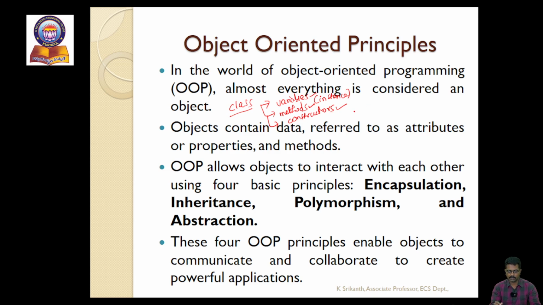For a written class, we can create n number of objects, and we will discuss how to create objects. Whenever we create an object, it has the class variables, the class methods, and the class constructors. That is what we discussed in the previous slides. The variable values we call state. The method definitions we call behavior. And every object has a unique ID, that is identity.